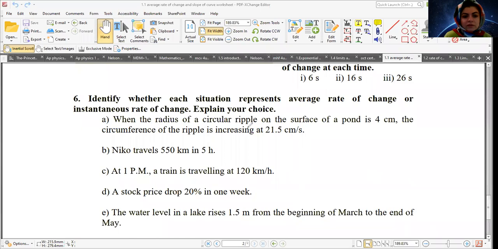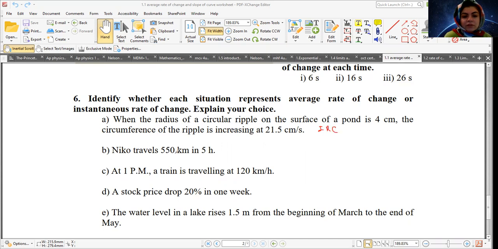When the radius of the circle ripple on the surface of the pond is 4 centimeters, the circumference of the ripple is increasing at 21.5 centimeters per second. Means when the radius is that, the speed that this ripple is increasing is that. So of course this is instantaneous because it's at 1 point, right? The instantaneous rate of change.